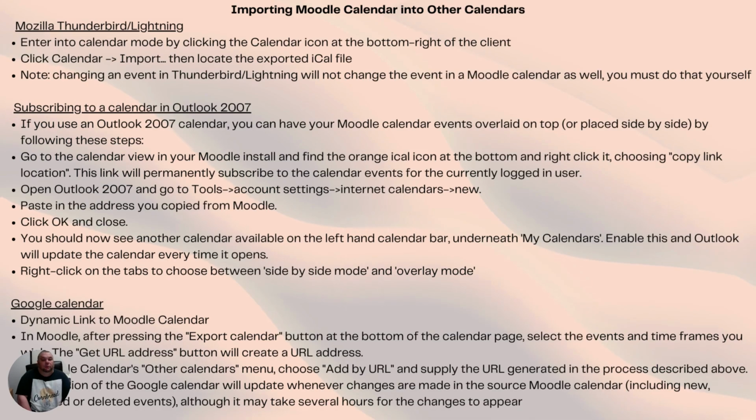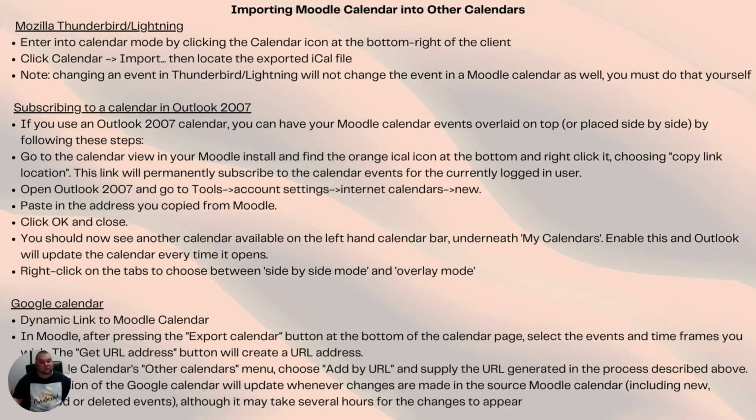You can also import the Moodle Calendar into Outlook. If you use an Outlook 2007 calendar, for example, you can have your Moodle calendar events overlaid on top or placed side by side by following these steps. Go to the calendar view in your Moodle install and find the orange iCal button at the bottom and right-click it. Choosing Copy Link Location, this link will permanently subscribe to the calendar events for the currently logged in user.